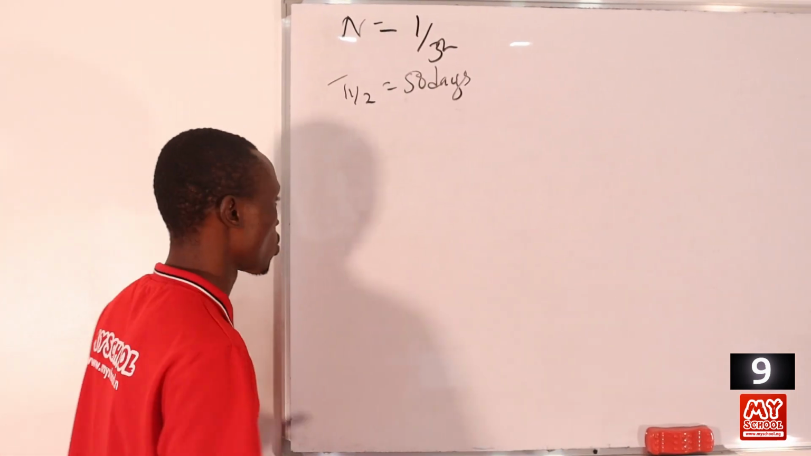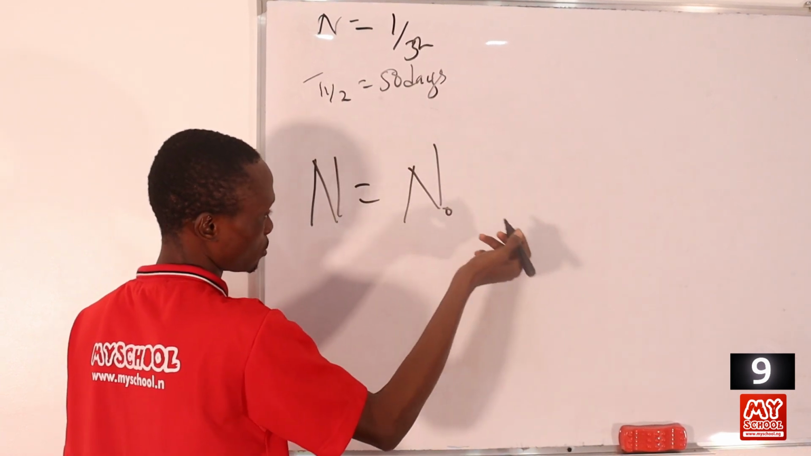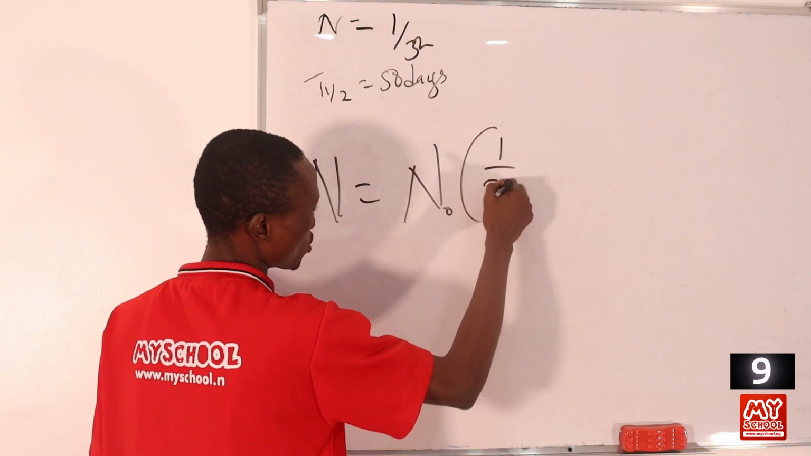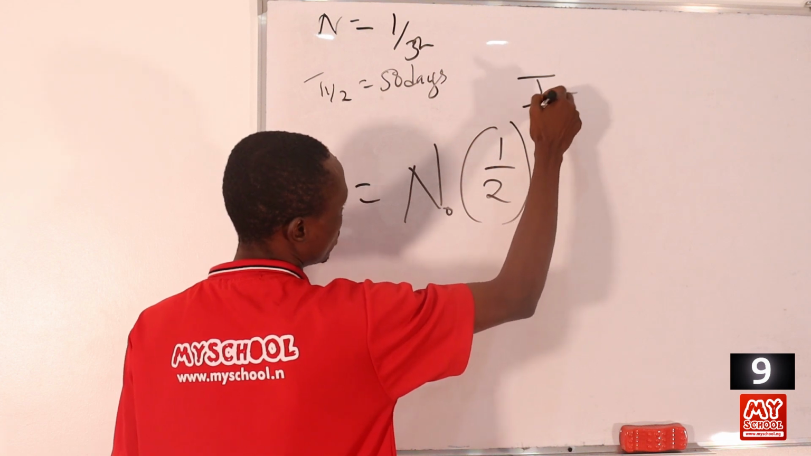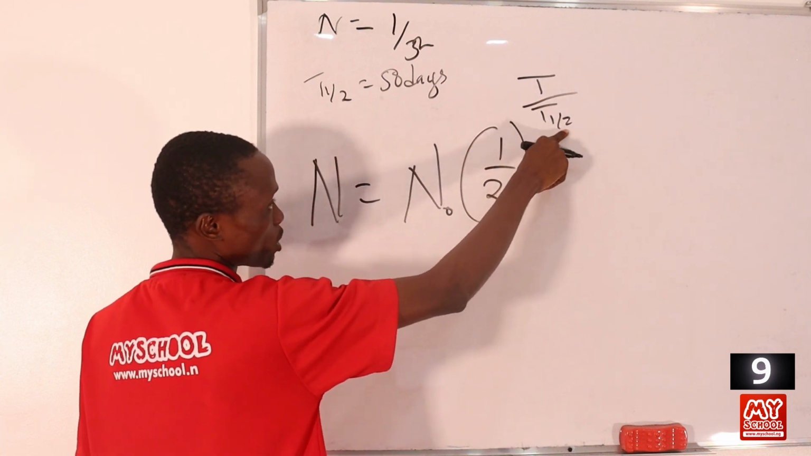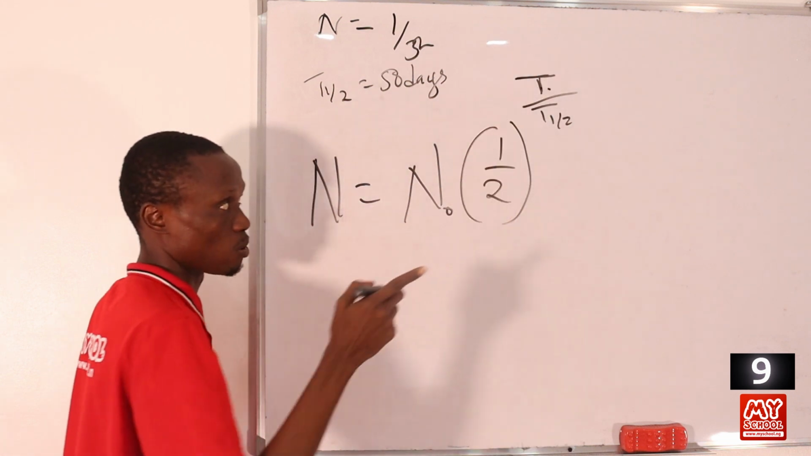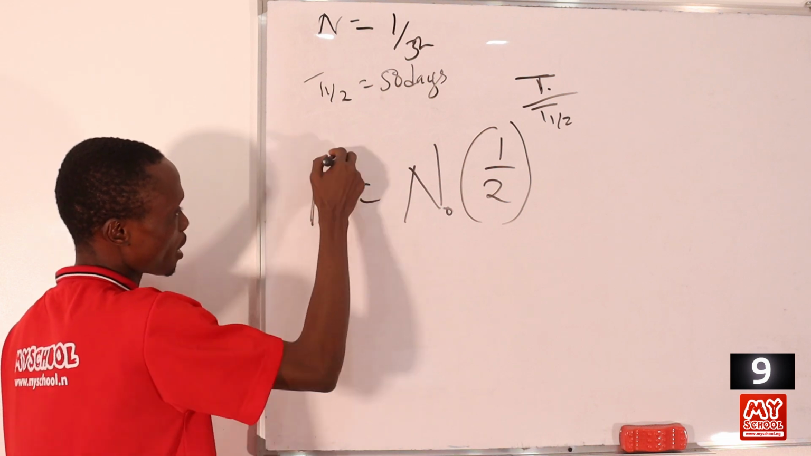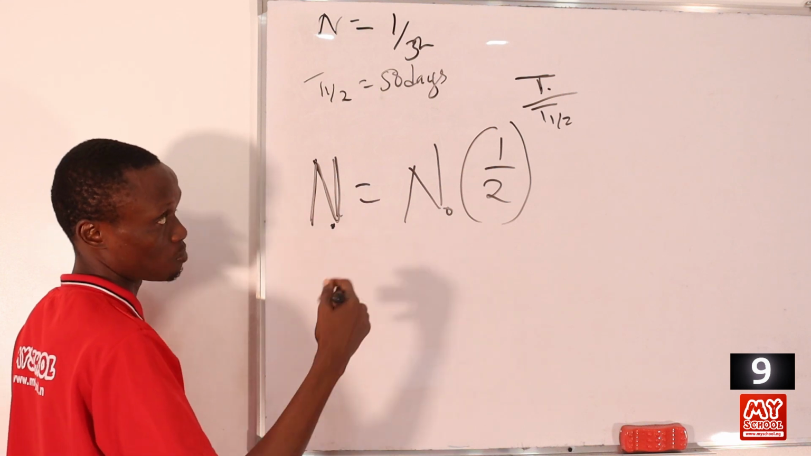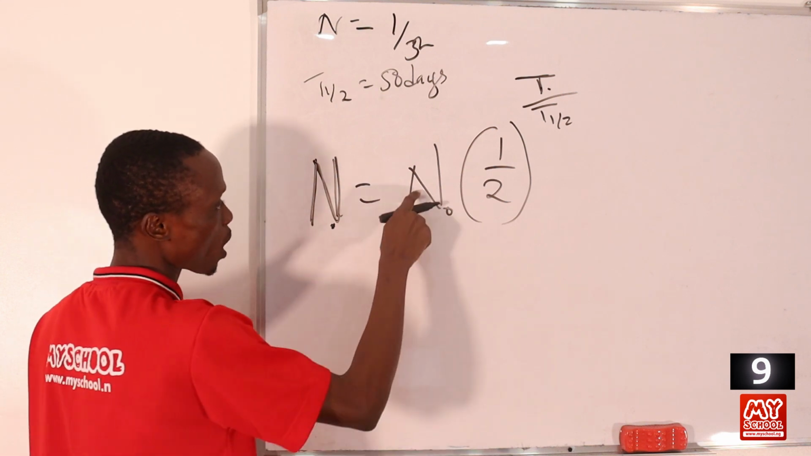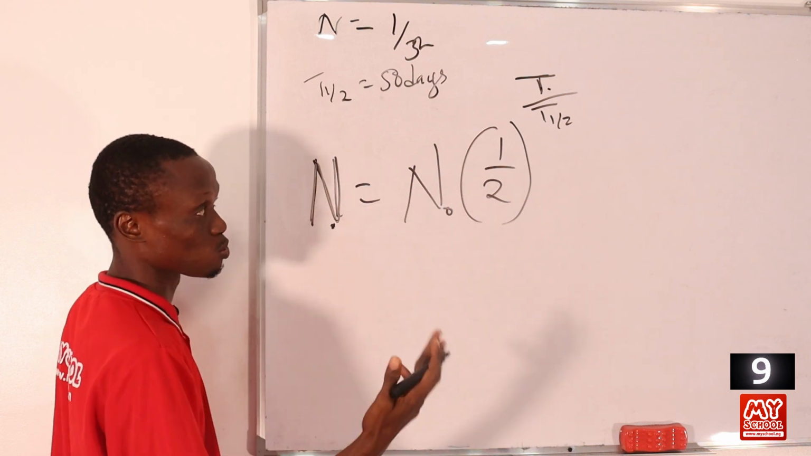So to solve this question, we'll have to use the formula N equals N subscript 0, then bracket 1/2, raised to power T divided by T 1/2. Okay, so the T 1/2 here means half-life, and the capital T here is the time we are looking for. The N here stands for the mass of the material that is left after the material has undergone decay, while N naught represents the original mass of the material. In this case, it's assumed to be 1.